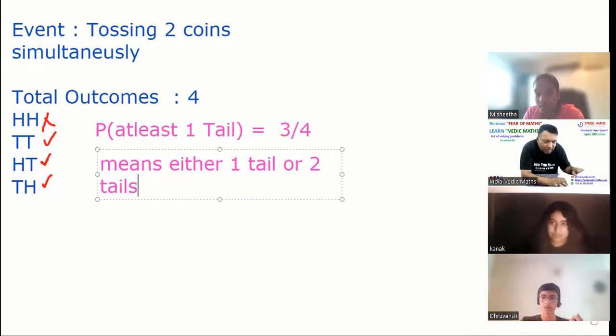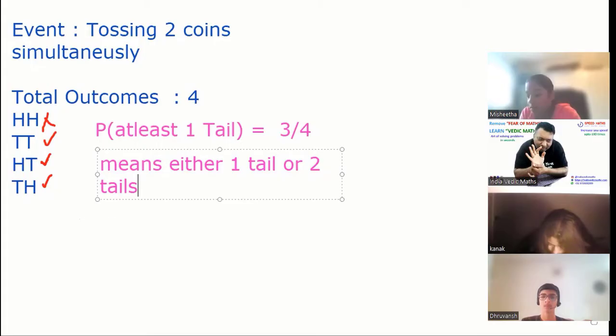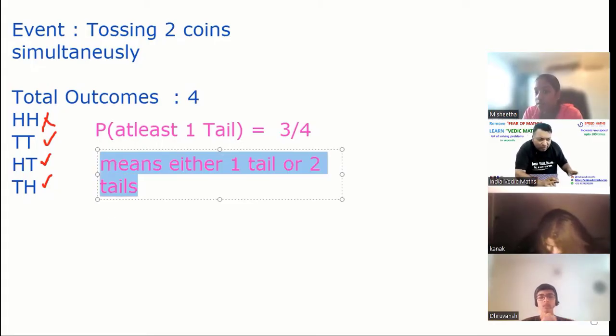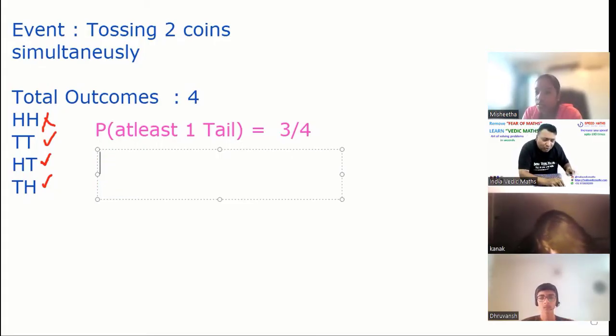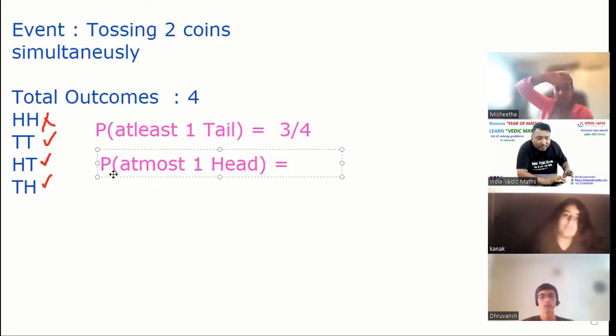Very good, Mishita. You always explain nicely. So at least 1 tail means it can be 1 tail or more. So 2 tails as well. Cool, everybody? So the right answer is 3 over 4. But if I change the question now and ask, what is the probability of getting at most 1 head? Think about it, guys. Tell me at most 1 head, and tell me who will explain this.